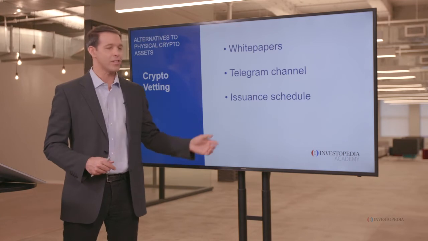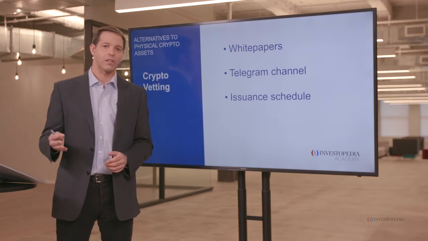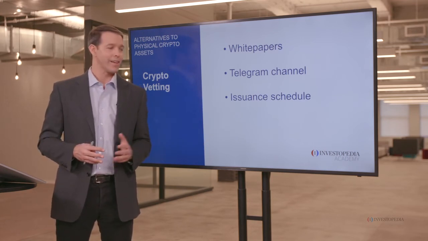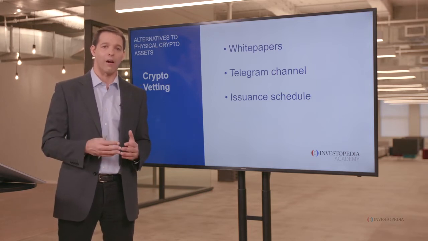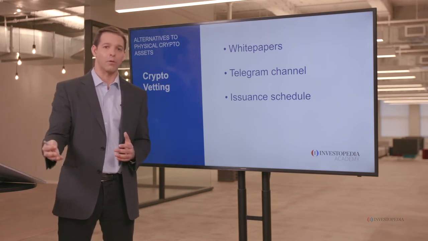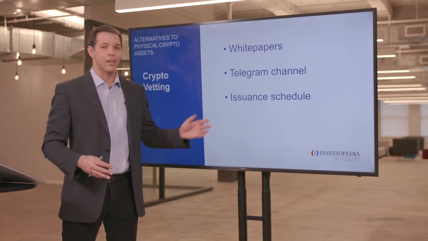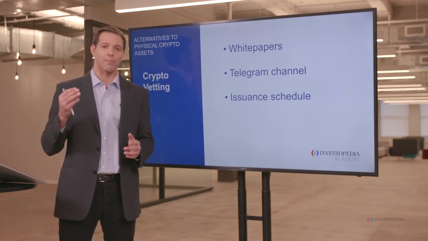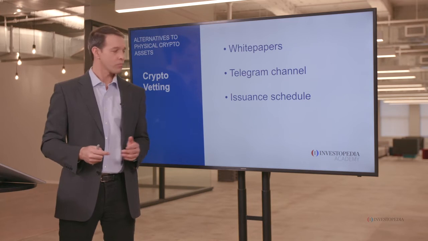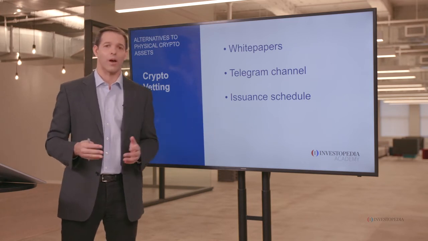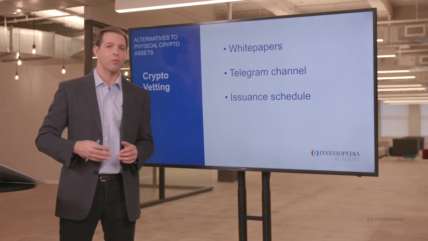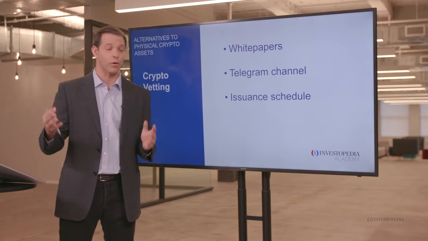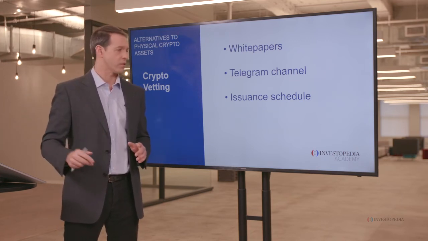Next is the issuance schedule. Now, we looked at this at coinmarketcap.com. The issuance schedule is how many coins or tokens are available right now versus how many will be available in the future. And this is to make sure that there is some type of scarcity value to it. You don't want to buy any crypto assets that only have 25% of their tokens issued now with another 75% or even more in the future. There'll be no scarcity value.